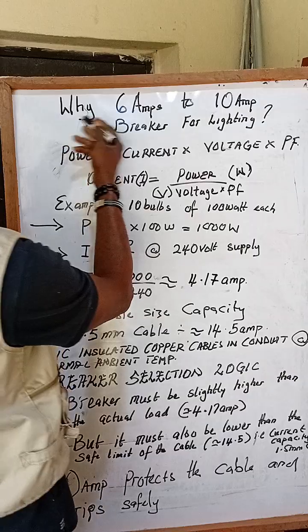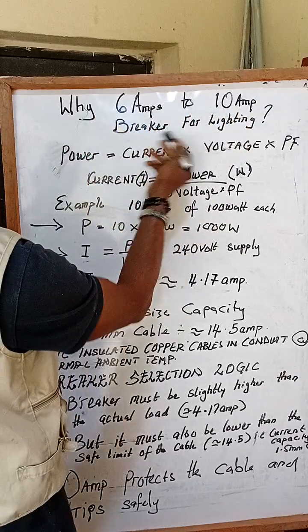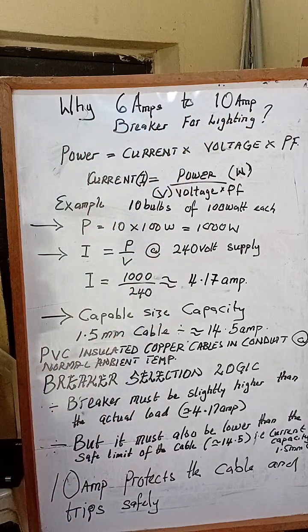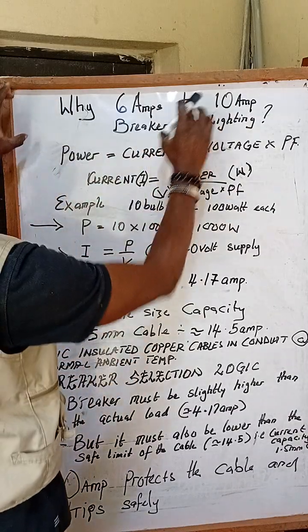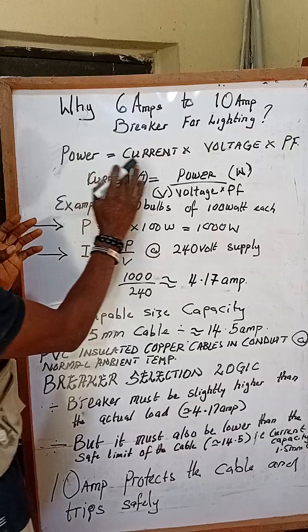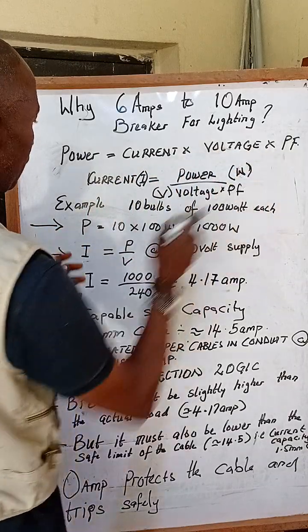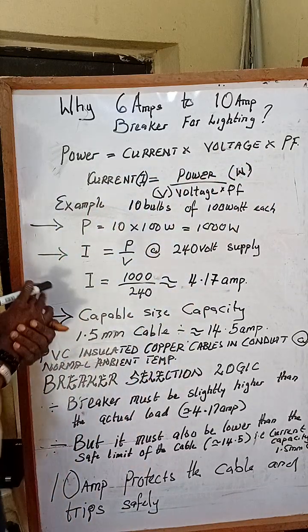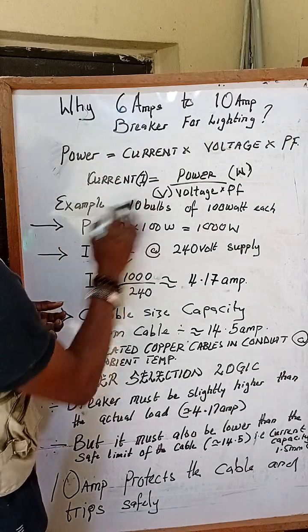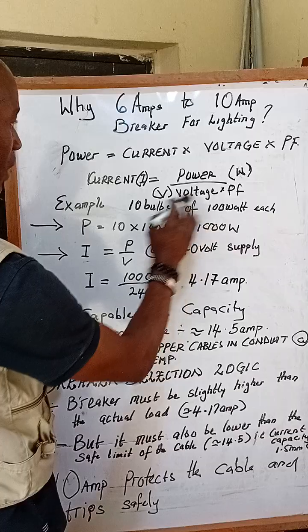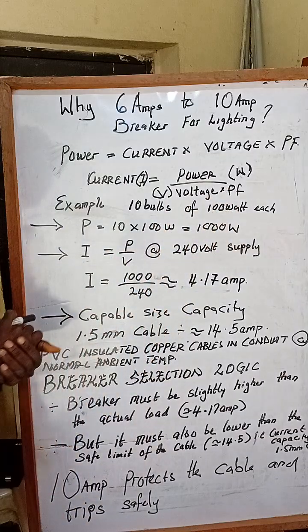Now, why 6 amps to 10 amps breaker for light? The breakers are rated in amps. Power is equal to current times voltage times power factor. We want to get the current. Since breakers are rated in amps, the current is equal to power over voltage times power factor.